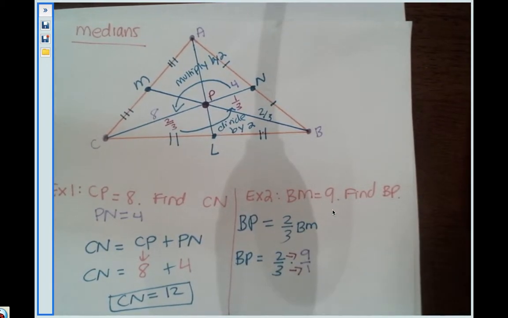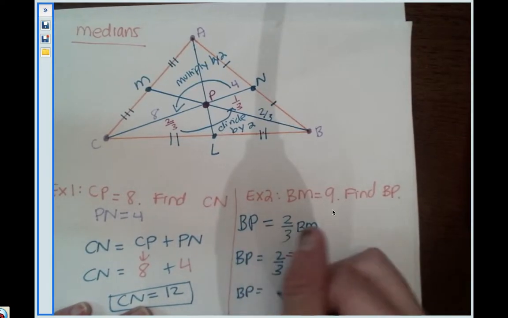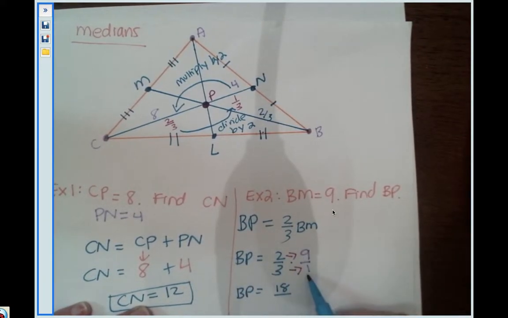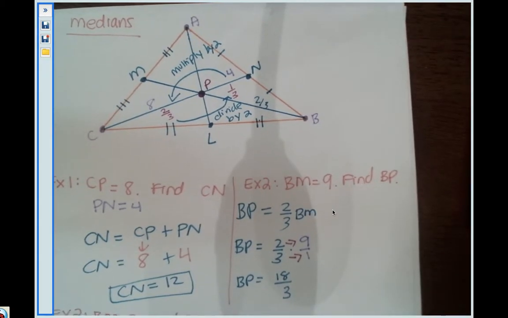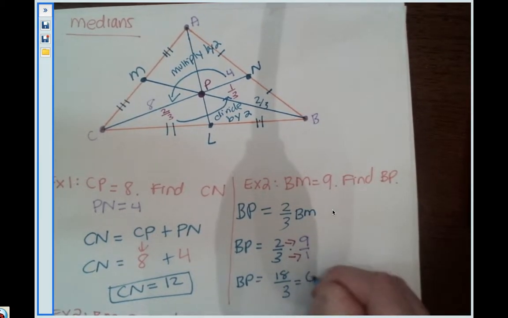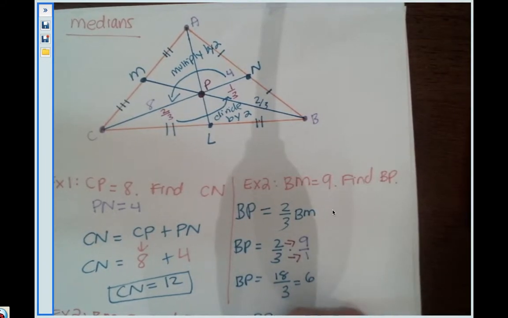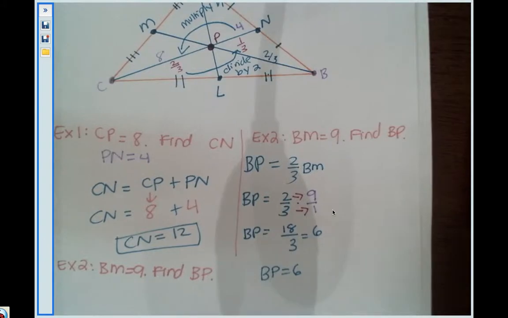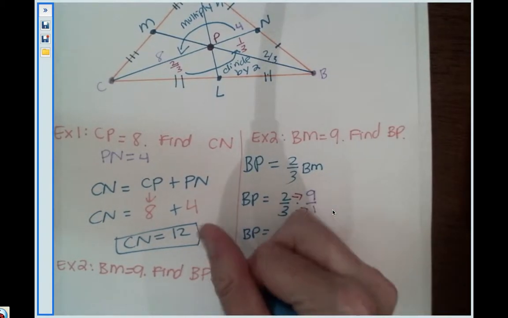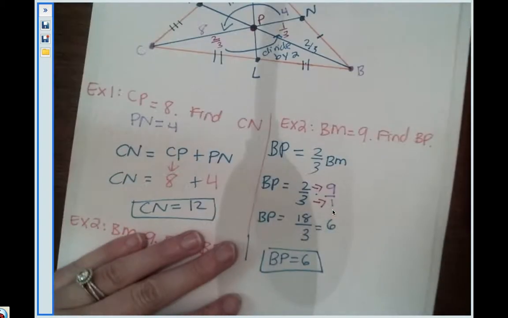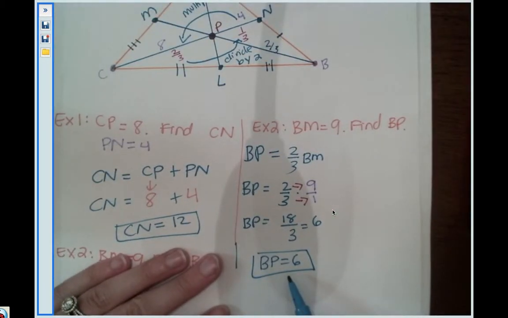Alrighty, so what's 2 times 9? It is 18, over 3 times 1, which is 3. And what is 18/3? Holy hot dog, it is 6. So BP is simply 6. There you go. You can see it. Sorry, couldn't see it before. I was hiding it from you. I was trying to be like a math magician and make my answer disappear. So the answer is BP equals 6.